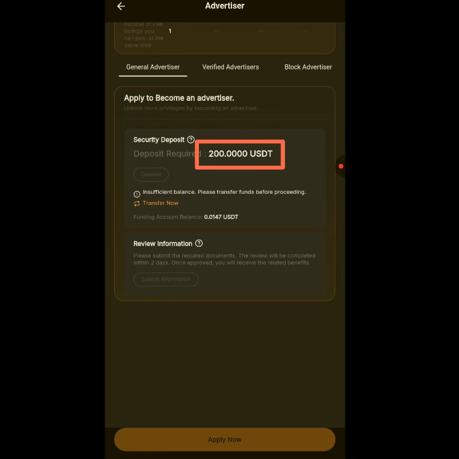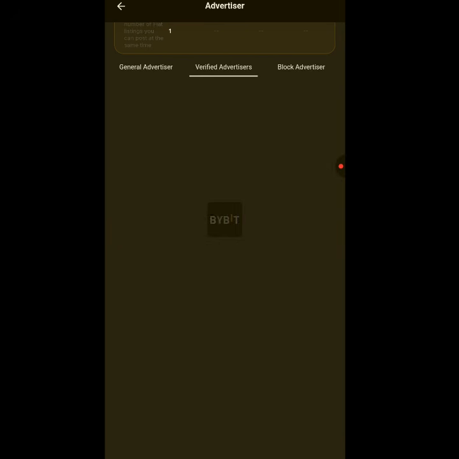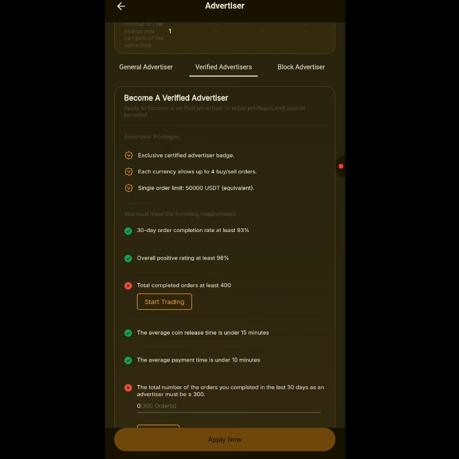Okay, because the least you can start with is 100 USDT, but you need 200 USDT deposit. I know why I'm saying it so many times, because quite a lot of people will tend to ask. Come to this place where you find verified advertiser. This is the second level and the second step. Okay, the verified advertiser has much more privilege or advantage than the general advertiser.